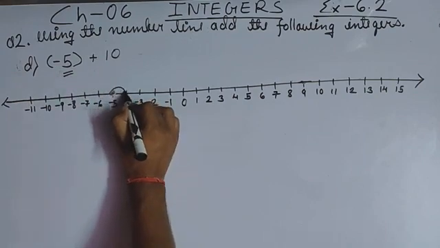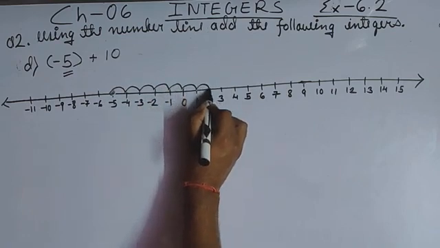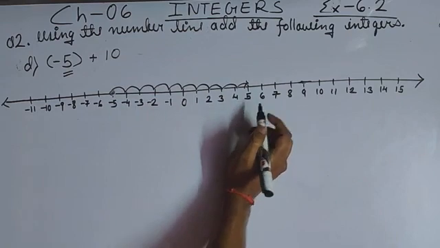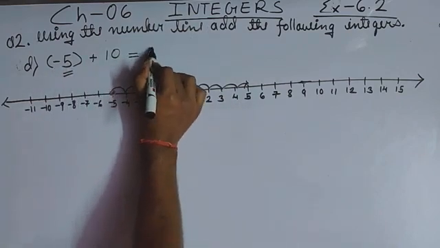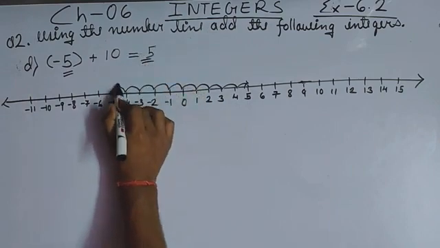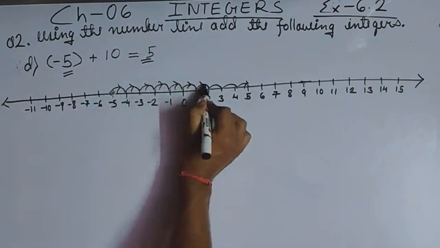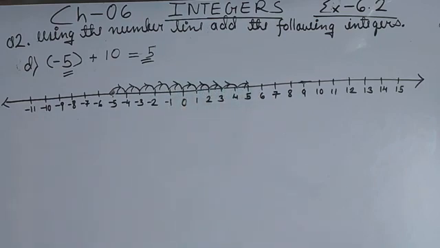So first, second, third, fourth, fifth, sixth, 7, 8, 9 and 10. We reached 5. So the answer will be your minus 5 plus 10 gives you what? 5. So this is your answer, and you have to show the arrow also, because we are moving towards the right hand side. So this will be the arrow towards the right, and we stopped here, therefore the answer will be 5. Now we will move to the next part.